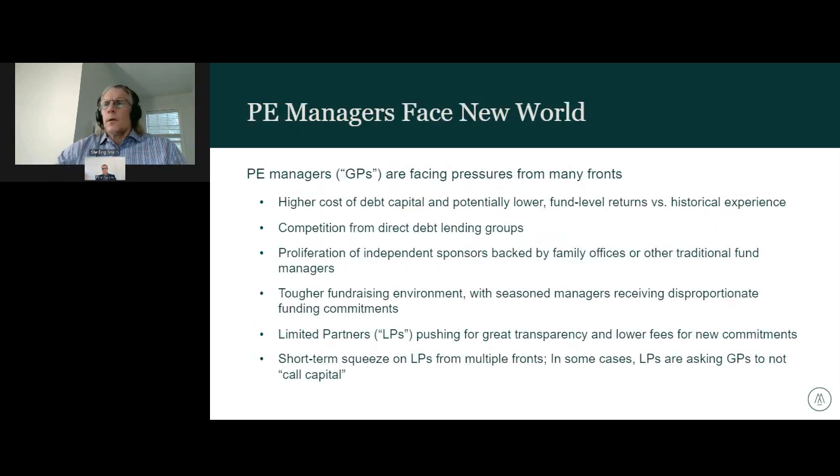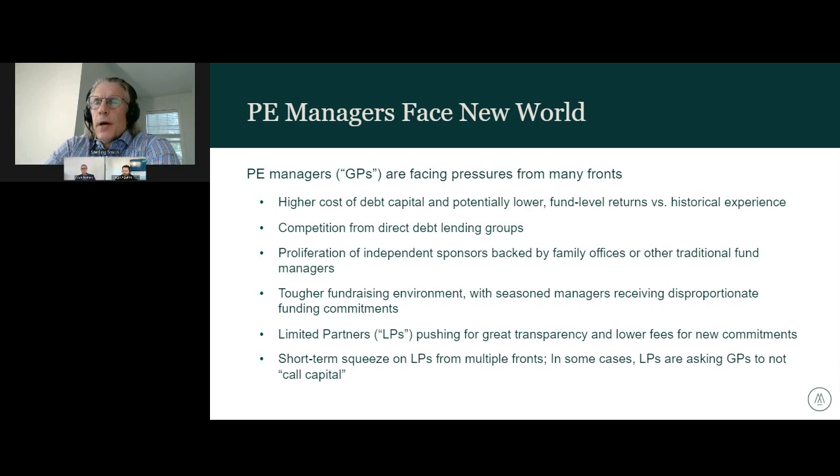Okay. So I'll wrap up here with just a few comments on what I'll really refer to as a new world that private equity managers are operating in. I mean, it goes without saying that higher cost of debt may potentially lower return levels from historical experience. Again, higher cost of capital is going to affect the cash-on-cash returns and IRRs generated after fees to the LPs.